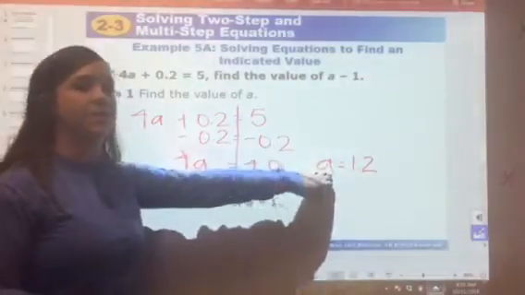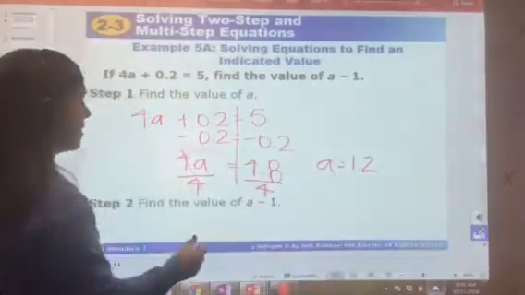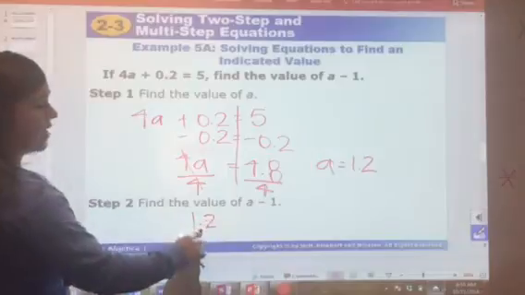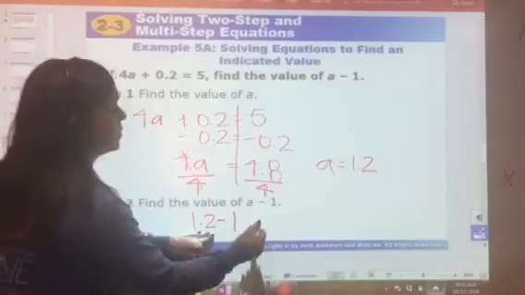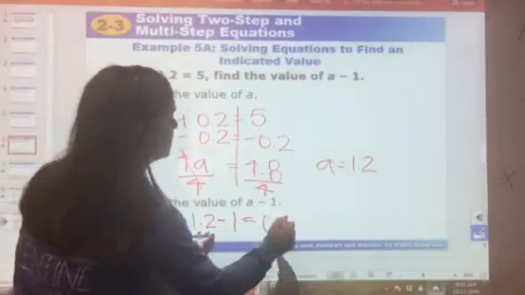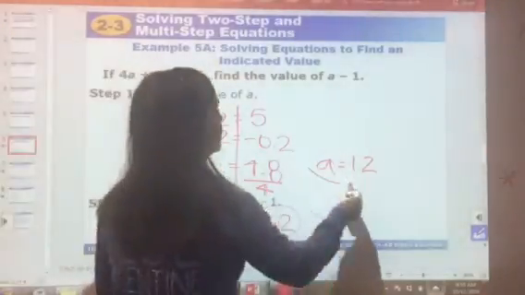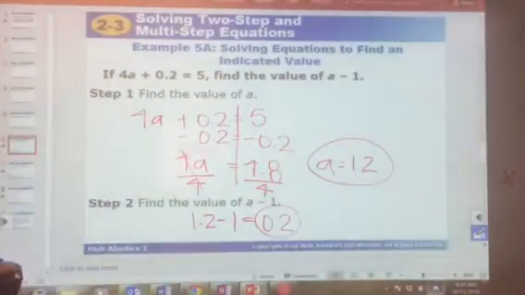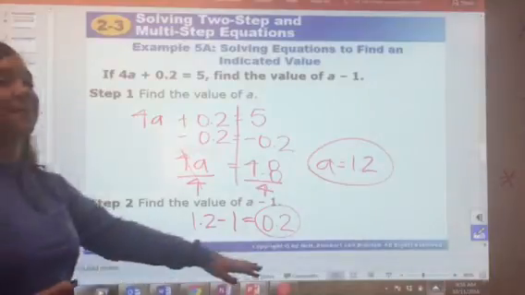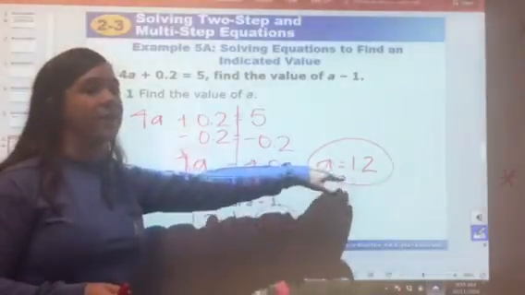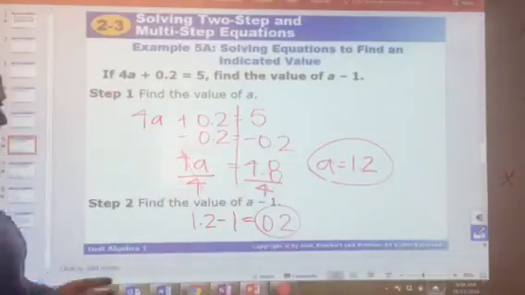Now I know what a is, so my second step is I'm going to find the value of this problem. I'm going to take this value I found, 1.2, and plug it in for a, and now I can subtract 1. So 1.2, which was my a, minus 1, what would that give me? Well, that'd give me 0.2. So what's the answer to this question? My answer to the question is 0.2. But you had to find the value of a first before you could figure out what the 0.2 was, because we didn't know the value of a.